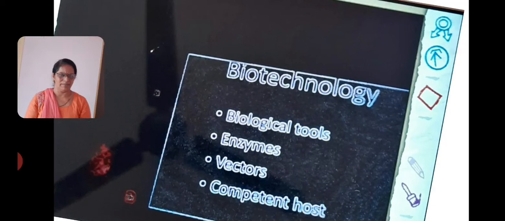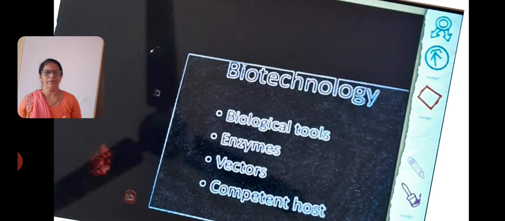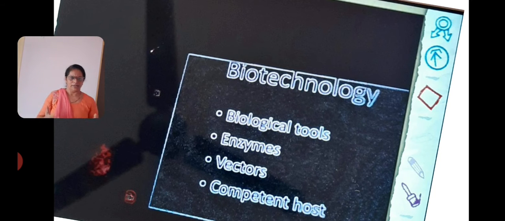We are going to see the biological tools. In biotechnology, to produce recombinant DNA, the different biological tools are very necessary, and they are the enzymes, vectors, and the competent host. The enzymes to cut the DNA are very essential. There are different enzymes which play an important role in biotechnology to produce the recombinant DNA.